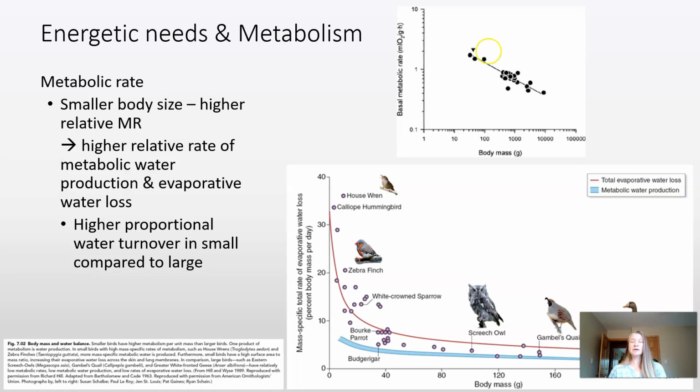There's a nice figure, a simplified figure in your book that doesn't have all the species labeled on it. But it shows, again, body mass on the x-axis and mass-specific total rate of evaporative water loss on the y-axis. So again, we can see greater mass-specific total rate of evaporative water loss with small organisms, and it decreases with body mass.